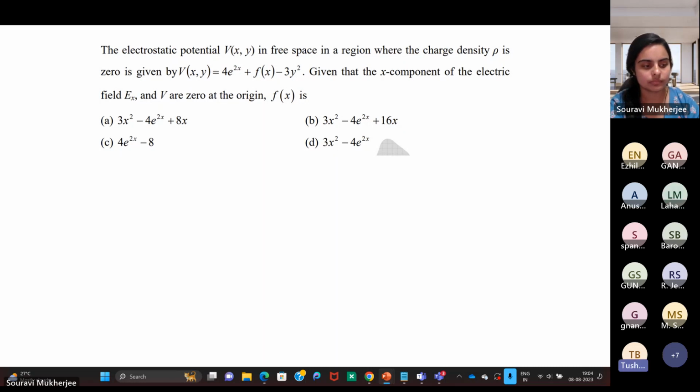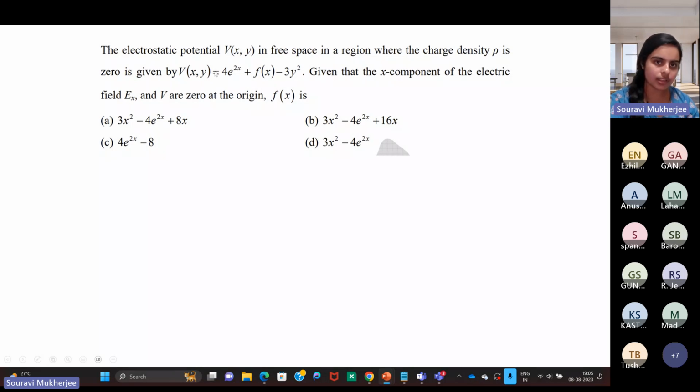E is equal to minus del V. So then what you can do is find the gradient of the potential and equate the x component with Ex. Because it's at the origin, x and y would be 0, and that would give you some equation. And that would be 0, because that's the other condition given here.